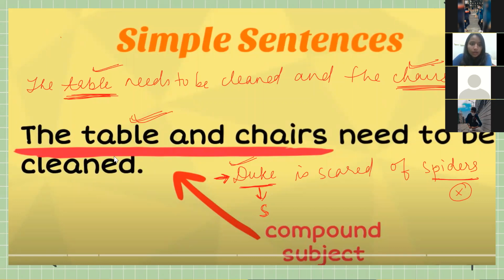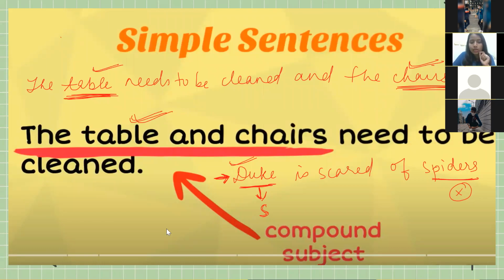Because here they are talking about tables and chairs, that tables need some action, chairs also need some action. Okay? Both of them need some action. That is, they both need to be cleaned. But now Duke is scared of spiders. Spiders are not scared of Duke. So this sentence is talking about Duke. So there's only one subject. Spiders will not be the subject. So identify the difference there.